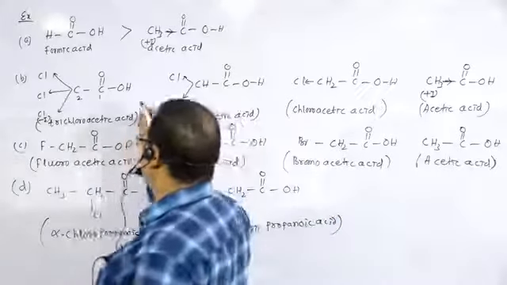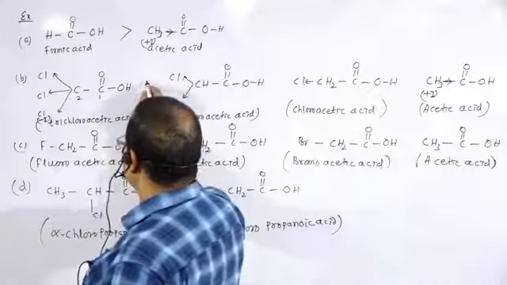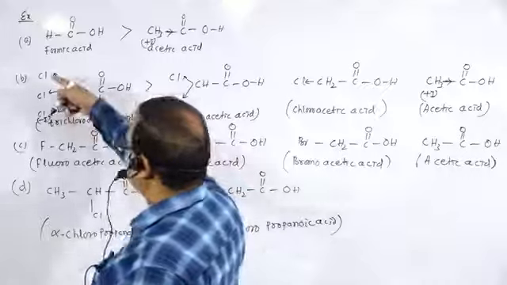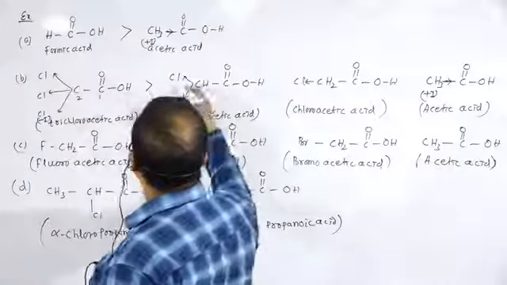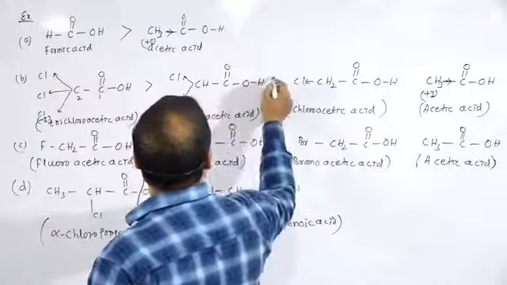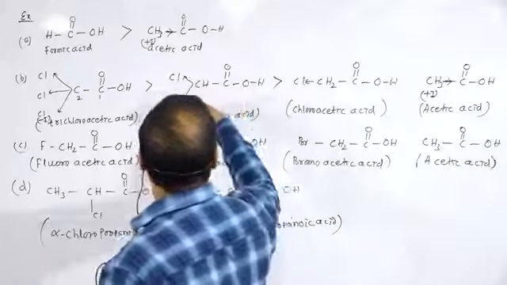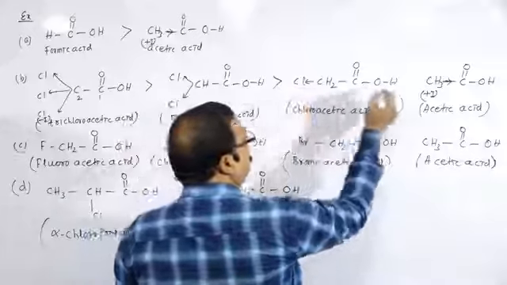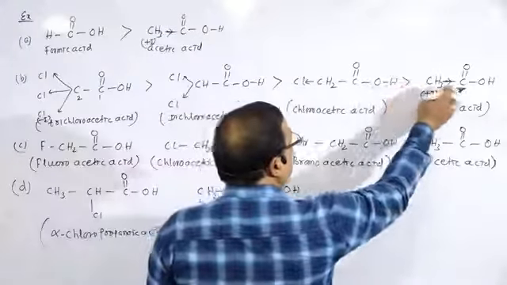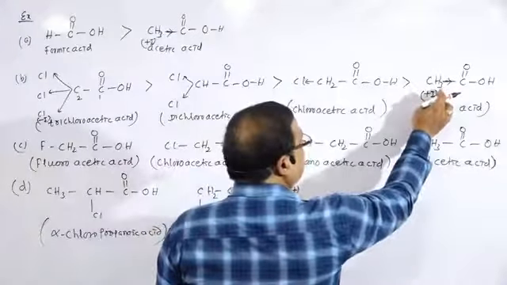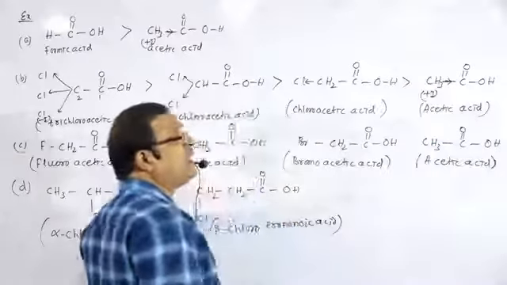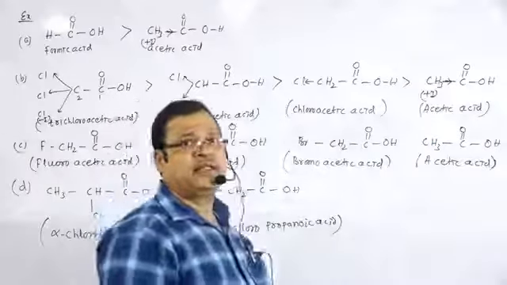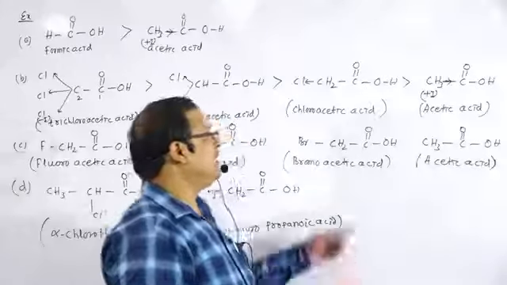So we have to give trichloroacetic acid greater than, with 3 minus I groups, dichloroacetic acid greater than, in this case 2 minus I groups, chloroacetic acid, in this case the presence of 1 minus I group, greater than acetic acid, because in this case there is only the presence of 1 plus I group which will destabilize the carboxylate ion.